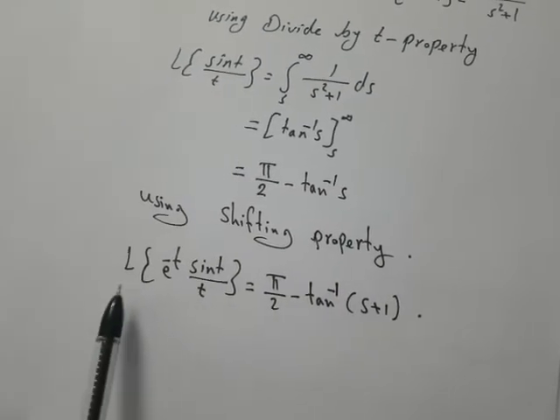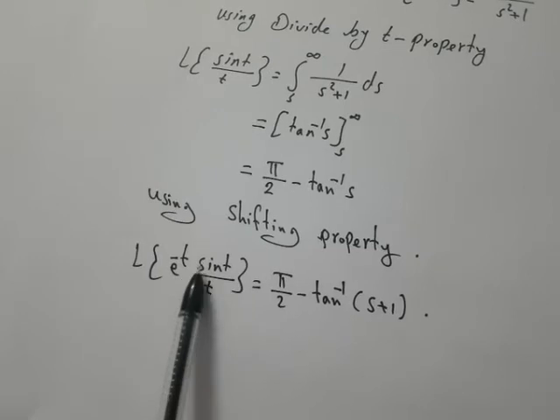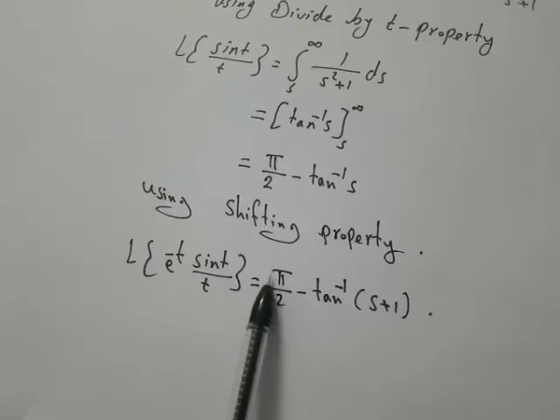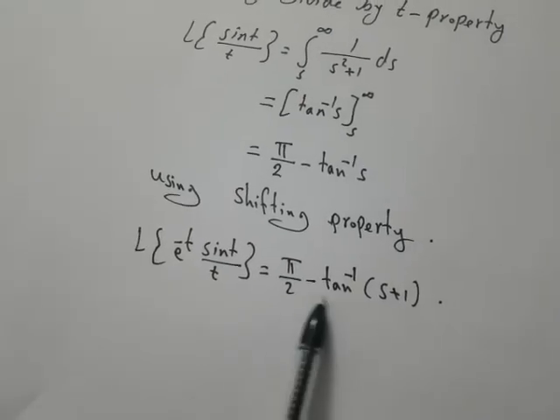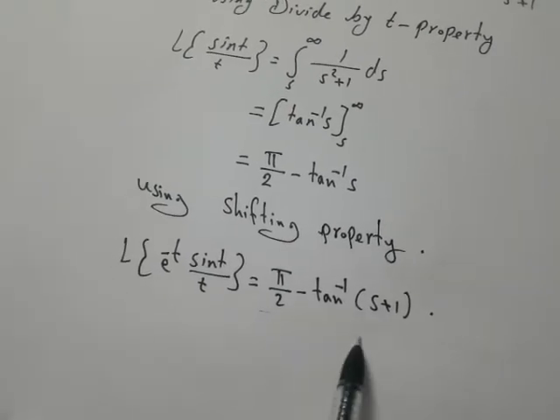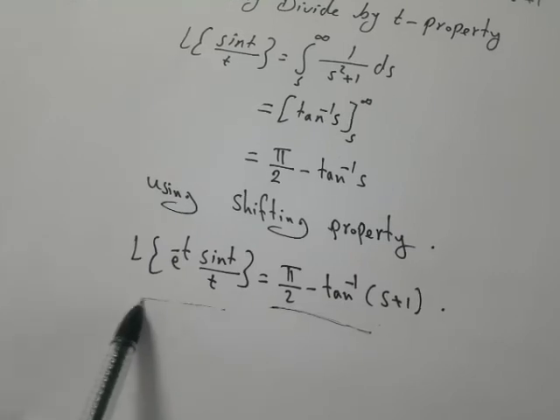By shifting property, we will have Laplace transform of e to the power minus t sin t upon t is equal to pi upon 2 minus tan inverse s plus 1. So this is the final solution of this Laplace transform.